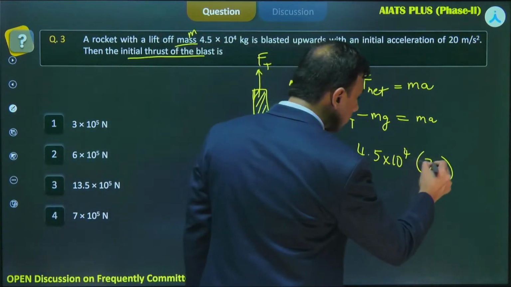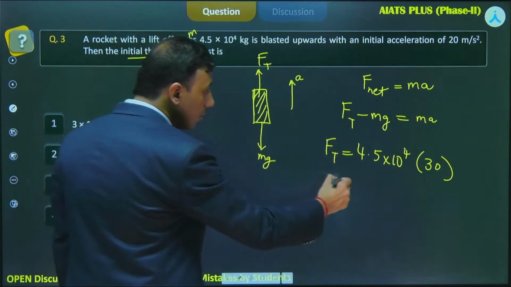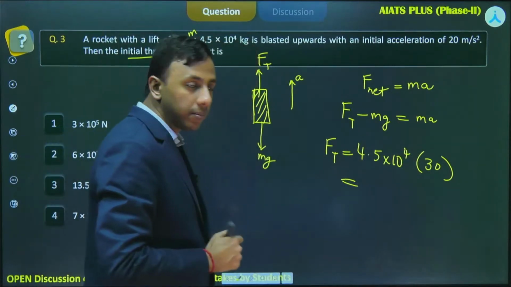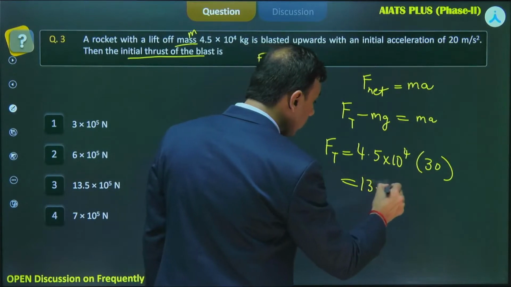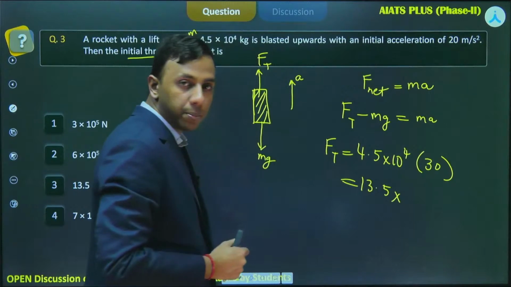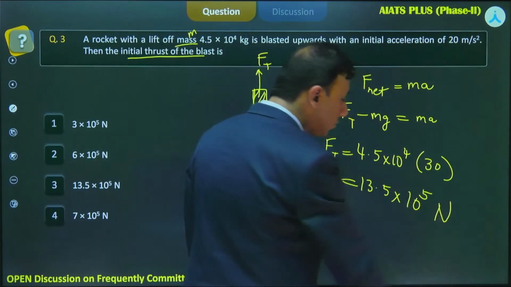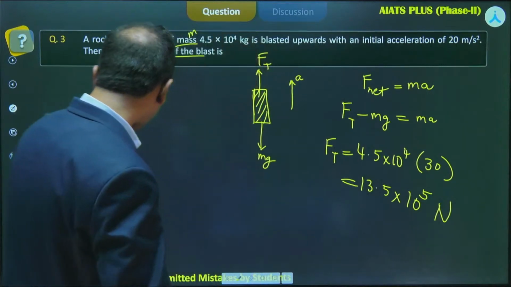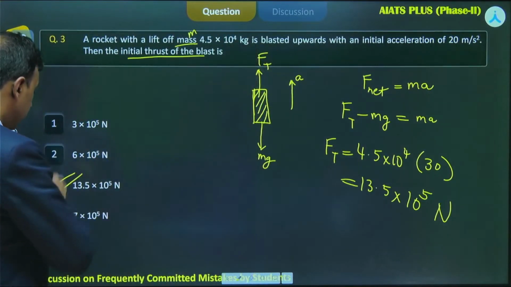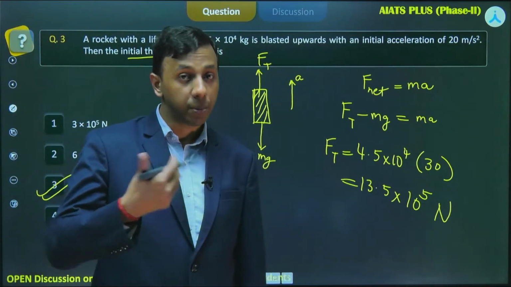That is your 30. Right? 30. Now 4.5 into 3. That becomes 13.5. And the 10 goes over here, 10 power 4, and that becomes 10 power 5. And it is a force, so the answer would be in Newton. Newton, right? And please keep going through and keep revising.